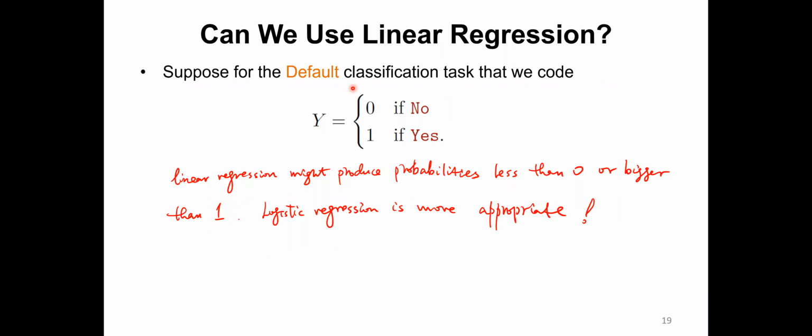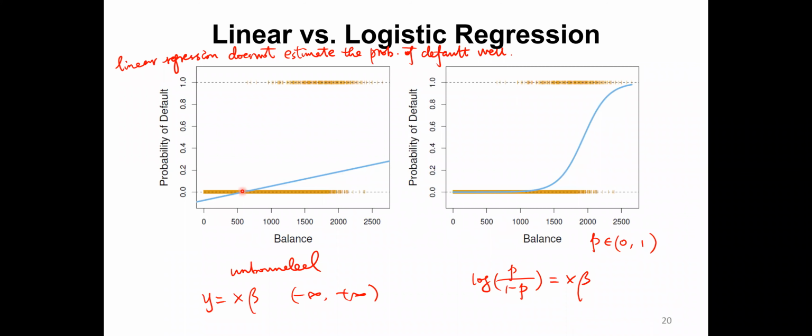Suppose for the default classification task that we code, can we use linear regression? Now let's code y equals 0 and 1. If not default is 0 and default yes is 1, linear regression might produce probability less than 0 or bigger than 1. So logistic regression is much better. It constrains our outcome to be within the range of 0 and 1. Linear regression is unbounded, and does not estimate the probability of default very well. Unbounded, minus infinity to plus infinity.